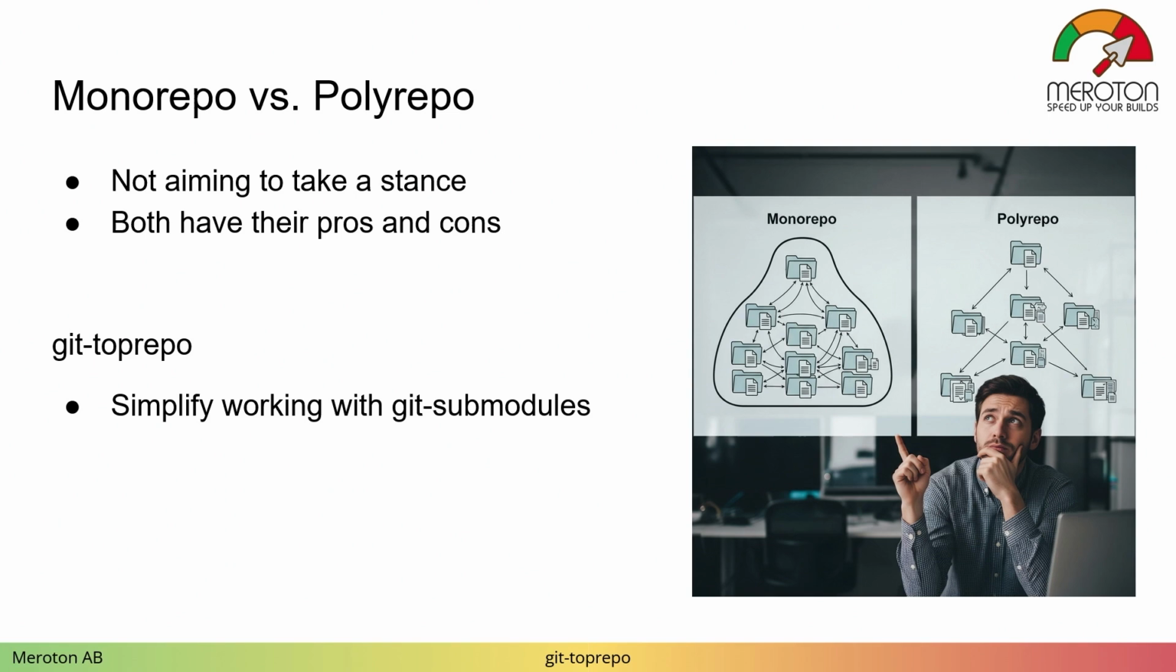Okay, Monorepo, Polyrepo, this is a holy war. I don't really want to go into it. So they have pros and cons, both of them. So I have this git-toprepo instead to simplify working with submodules, which is, well, the goal for this.